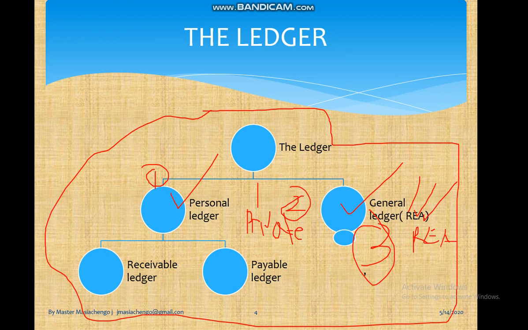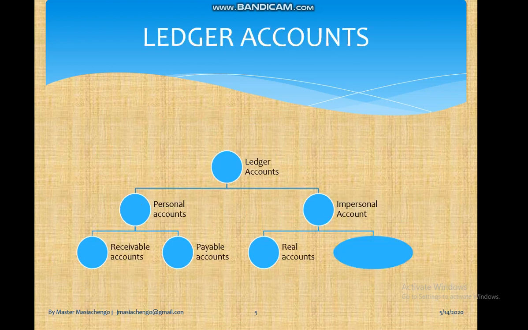The personal ledger is then divided into the receivable ledger and the payable ledger. And we said these are our debtors. We used to call them our debtors, and these ones we used to call them our creditors. This is a summary of our ledger. I think we can proceed on this one, right?